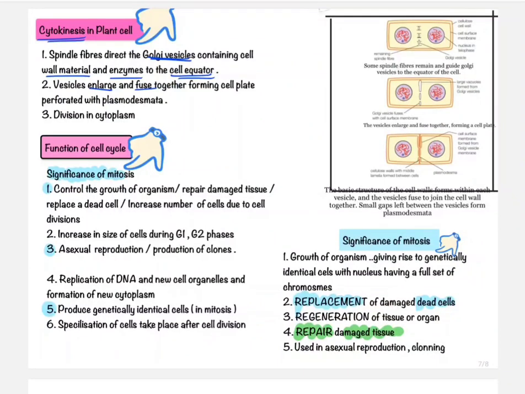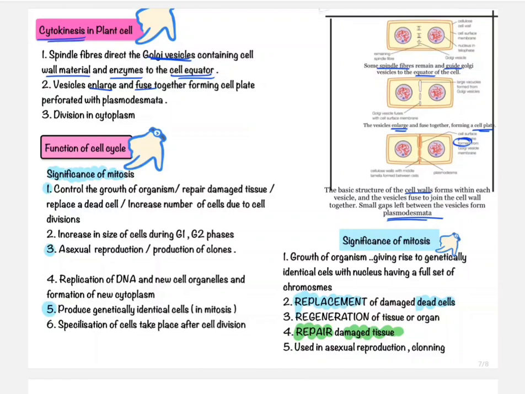We have that some spindle fibers remain and guide the Golgi vesicles to the equator of the cell. These vesicles are going to enlarge and then fuse all together, forming a cell plate perforated with plasmodesmata. The cell surface membrane is formed, and we have these plasmodesmata here. This is the basic structure. The cell wall forms within each vesicle that the spindle fibers guide; this is eventually what it's going to be. The small gaps are the plasmodesmata.